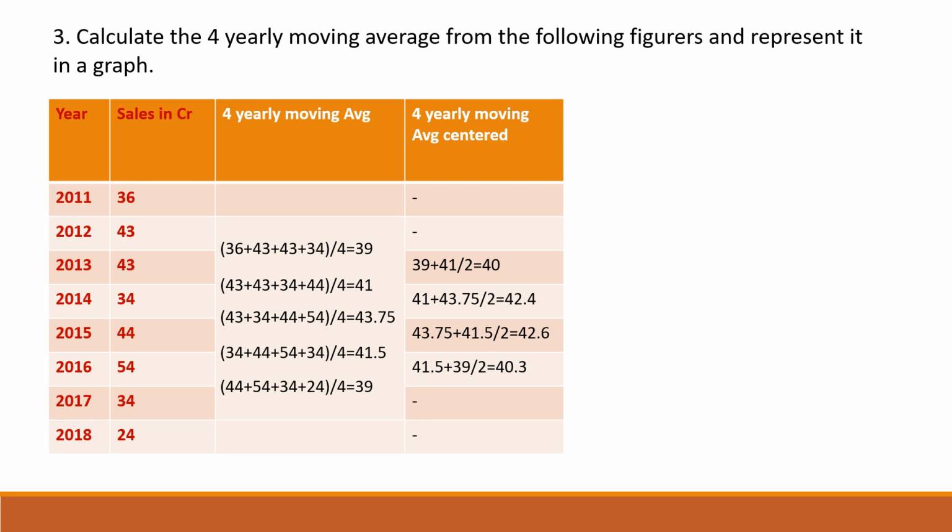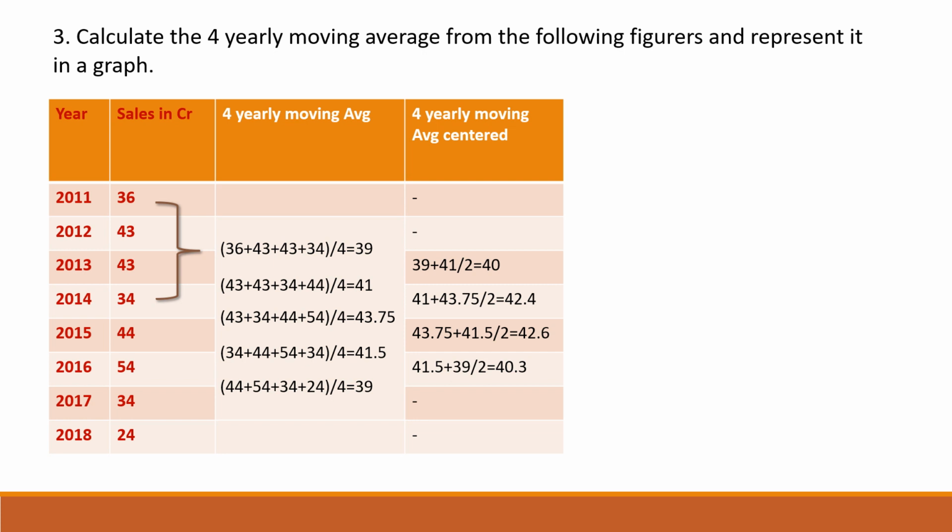Next one is the 4-yearly moving average. So here also we have to represent it with a graph. Year and sale figures are given in the question, and the 4-yearly moving average and the 4-yearly moving average centered we need to calculate. In case of the 4-yearly moving average, the first 4 years' average should be calculated, and it has to be written in between the second and third year.